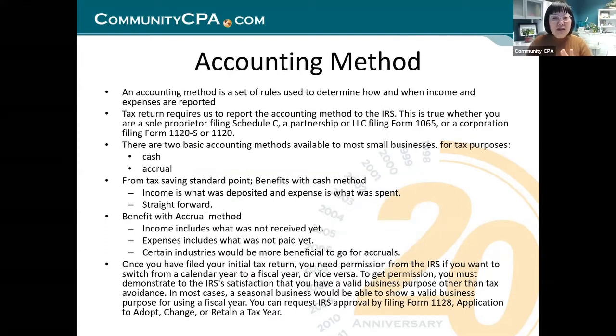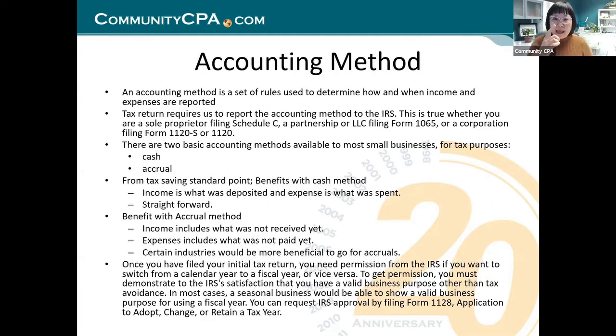Okay, so first of all, accounting method is a set of rules used to determine how and when to include income and expenses into a report. So this report could be your financial statement, and it could be your tax filing forms, but it is a method. That's why it's called accounting method. It's a method to figure out when and how this should be included.